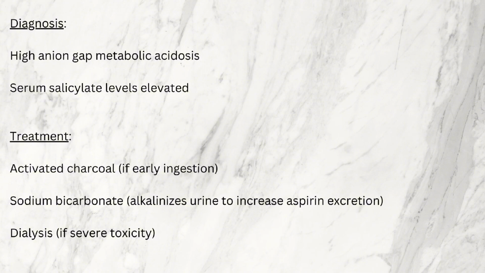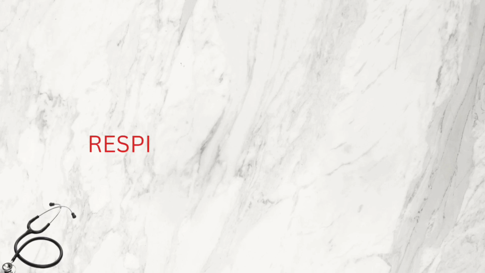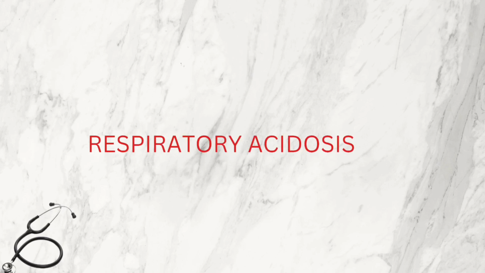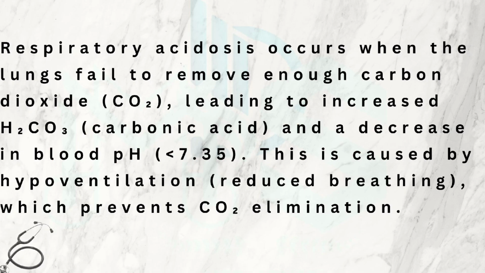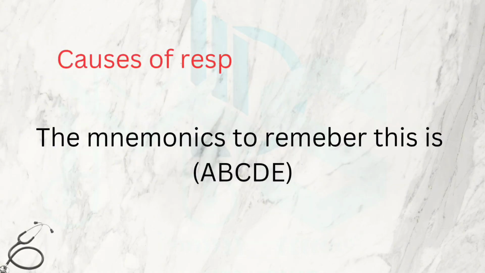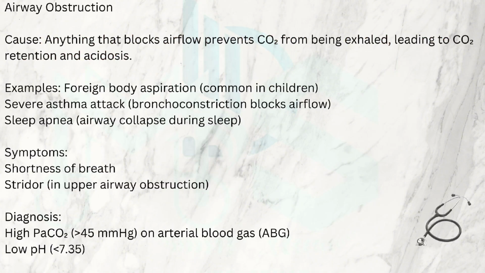We are looking next at respiratory acidosis. We are going to be looking in depth at respiratory acidosis and the possible causes. Respiratory acidosis occurs when the lungs fail to remove enough carbon dioxide, leading to increased carbonic acid in the body and a decrease in blood pH. This is caused by hypoventilation or reduced breathing, practically whatever inhibits elimination of carbon dioxide from the body. The causes of respiratory acidosis have a simple mnemonic as well: ABCDE. So it's practically very easy to remember.